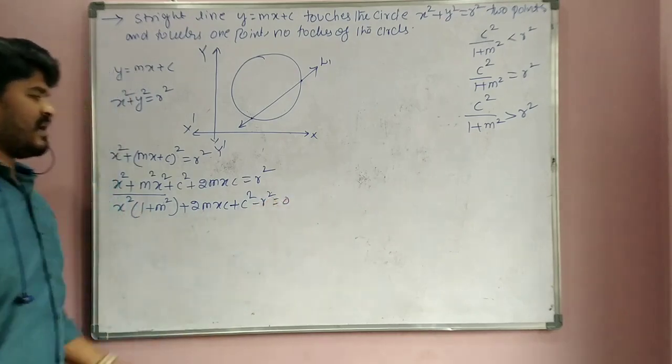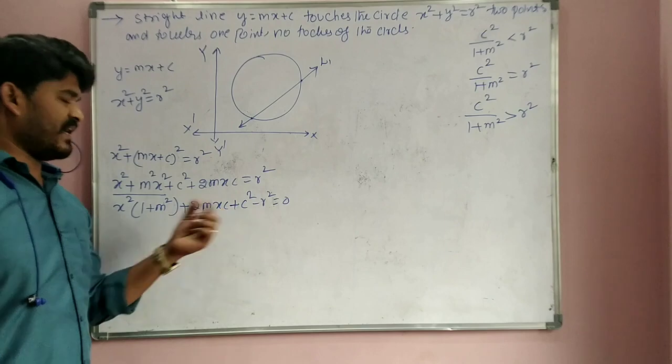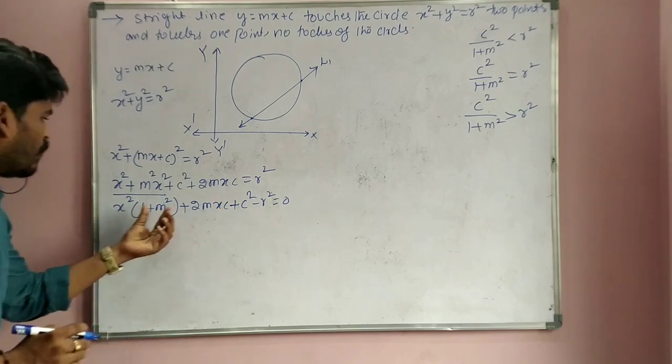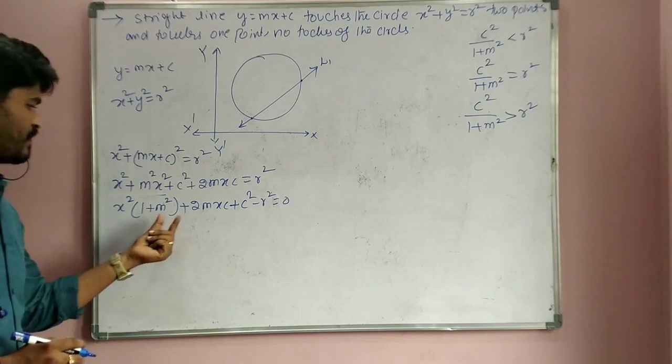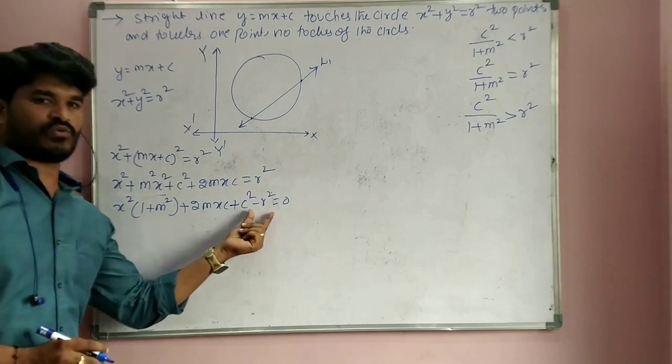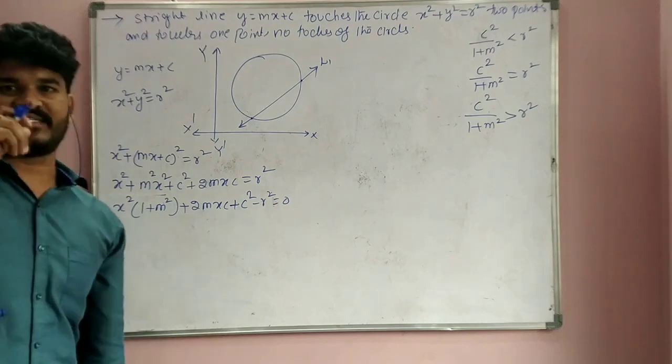Here on the RHS, r square is there, transpose it to this side. Right? This is the one quadratic equation. a square plus 2ab plus b square. From this equation, we are going to find out the factors.